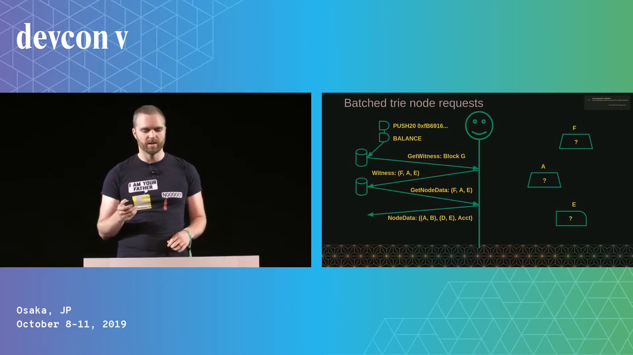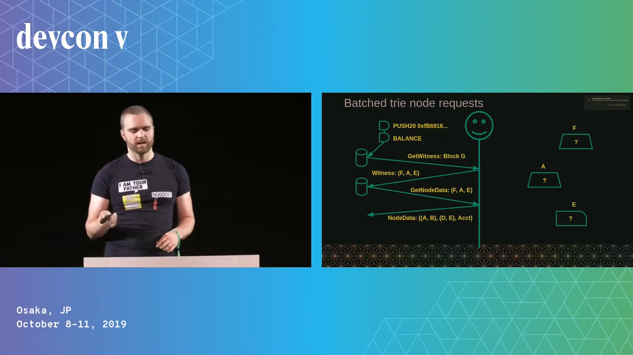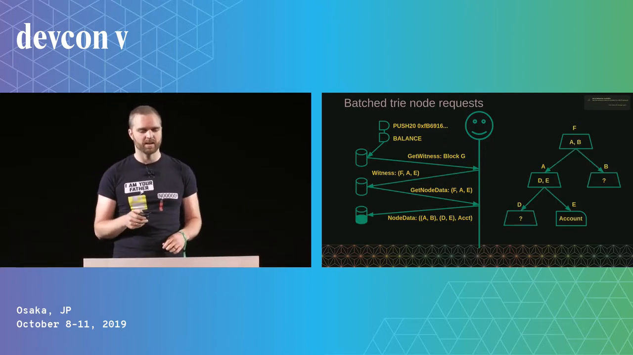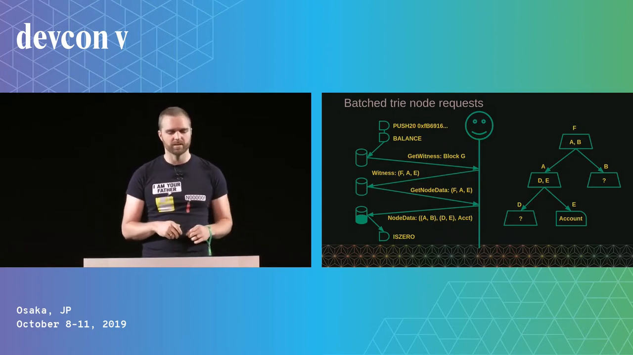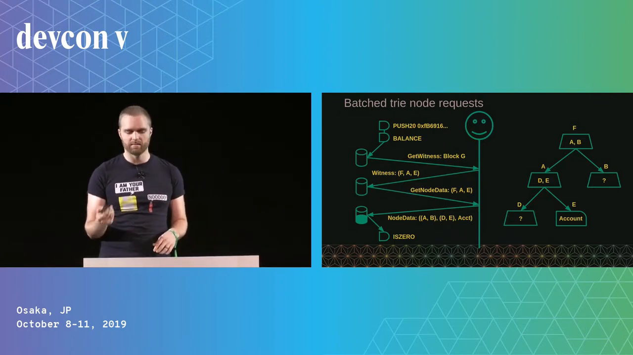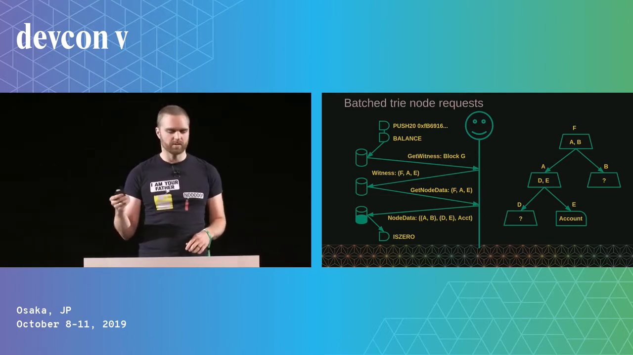So we know F has children A and B, A has children D and E, and E is the account RLP. So we save it into the database. That's enough. We can look up and prove the account balance and push it onto the stack and then ask follow-up questions like, is that balance zero, which is a stateless call.